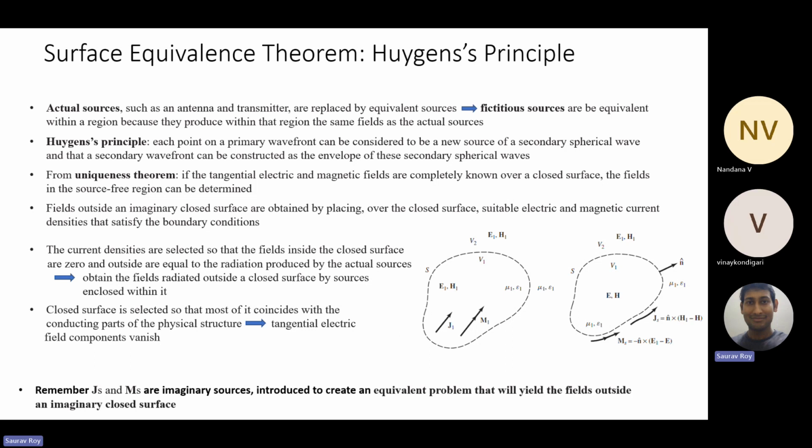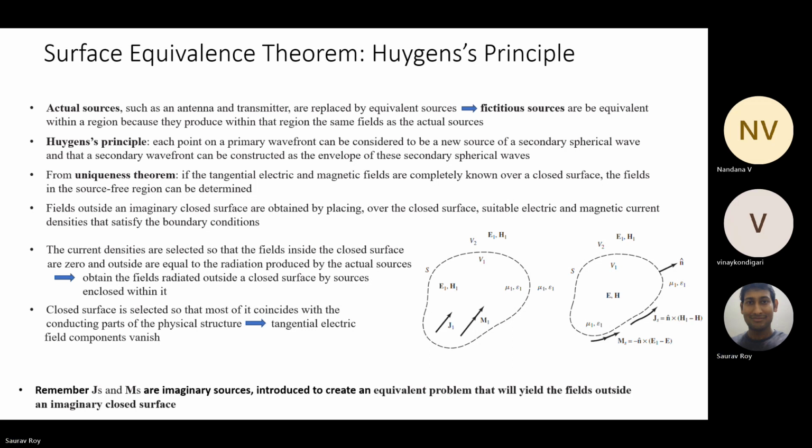Now it says, the current densities are selected so that the fields inside the closed surface are zero and outside are equal to the radiation produced by the actual source. So what is our objective? Objective is to get the E1 and H1 outside, right? So we don't care about what is actually happening inside the surface.